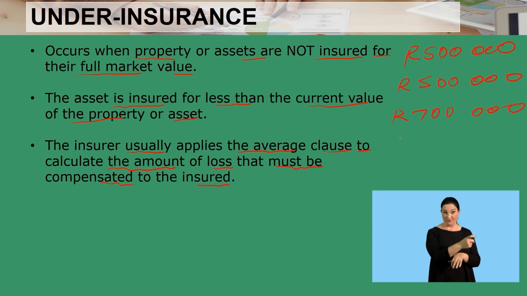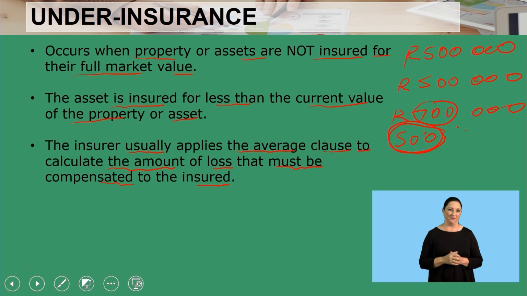So if your house is 700,000 and you are still paying insurance for 500,000, it means you are underinsured, and should damage happen, you will not receive the full amount for the damage because you are underinsured. Your house is now 700,000, but you are paying insurance for 500,000. So that is what we mean by the term underinsurance.